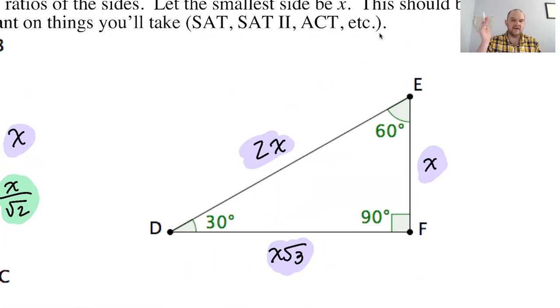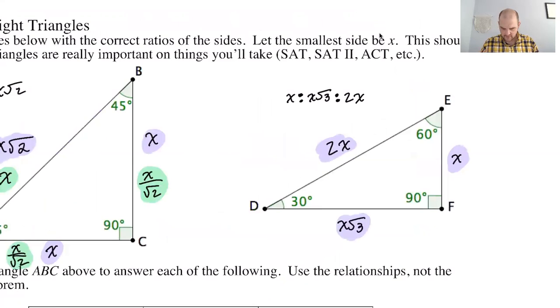So you get like the hypotenuse is x, and then x over 2 is opposite 30, and then x root 3 over 2 is opposite 60. It's kind of weird that way, though. So I'm going to say that this is x root 3 and 2x. Okay, so these are our ratios.